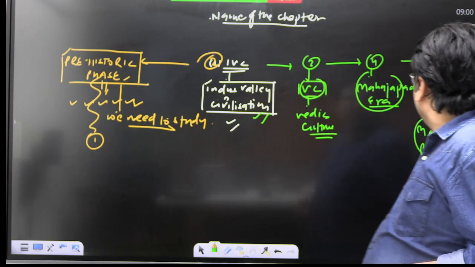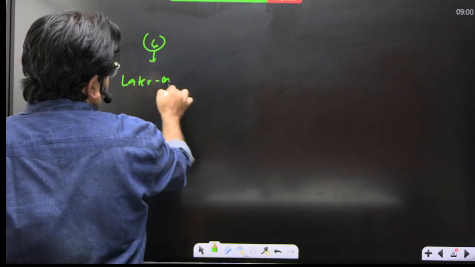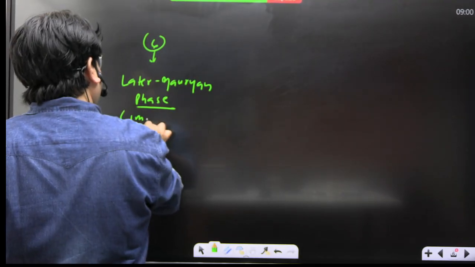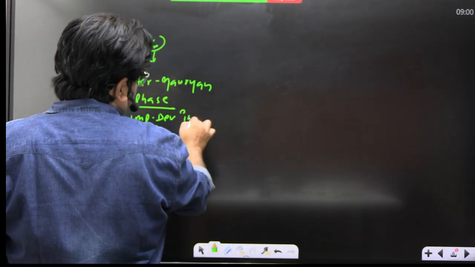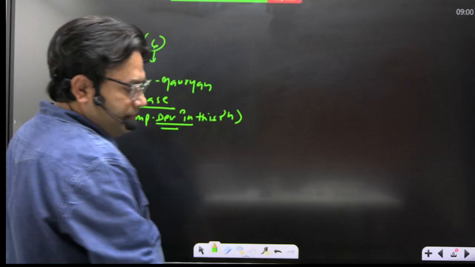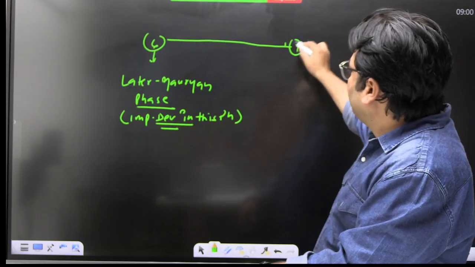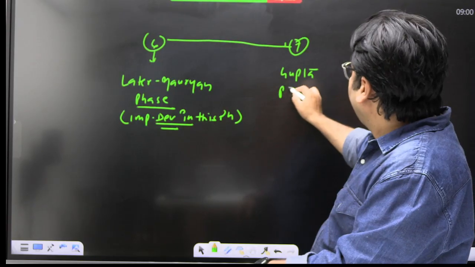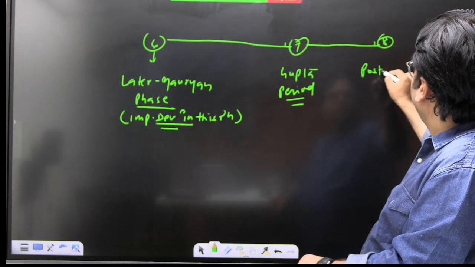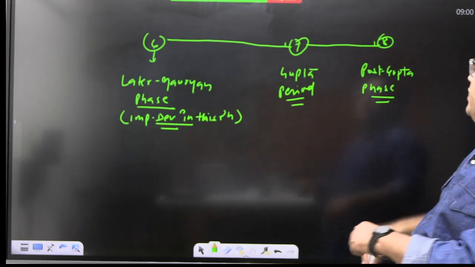Now, the next chapter is Later Mauryan phase, or Later Mauryan period. Here we need to study important developments in this phase. Basically, we will read about cultural development, right? The next chapter here is Gupta period. The next chapter is Post Gupta phase.